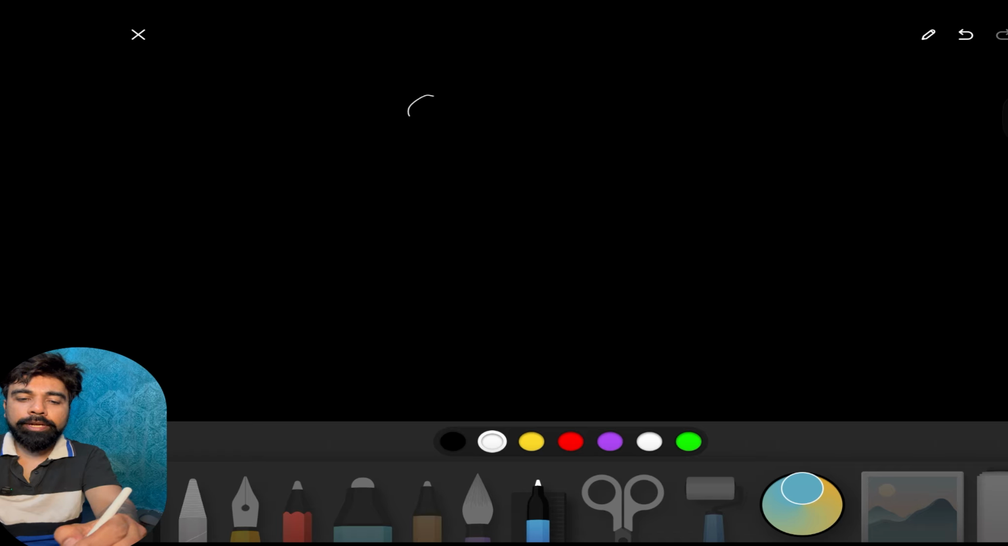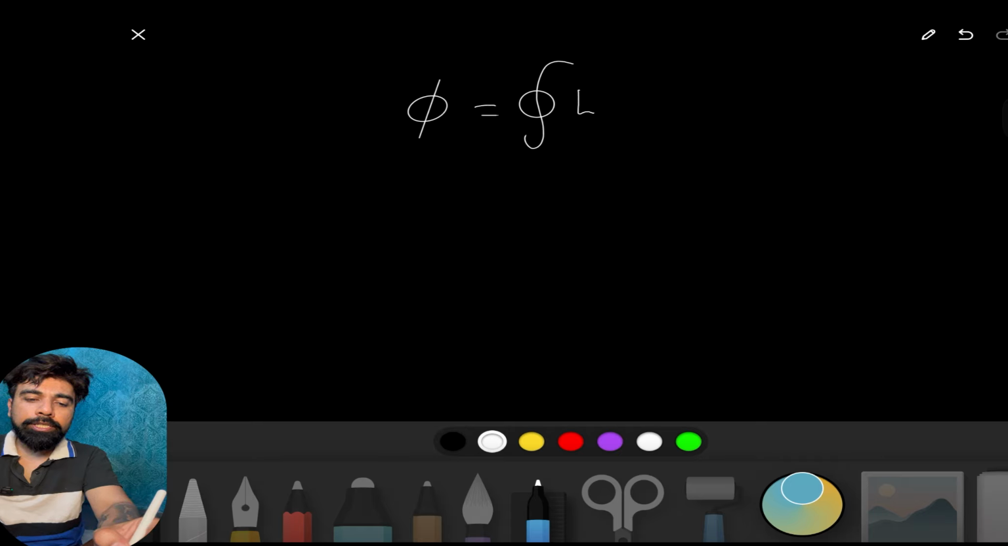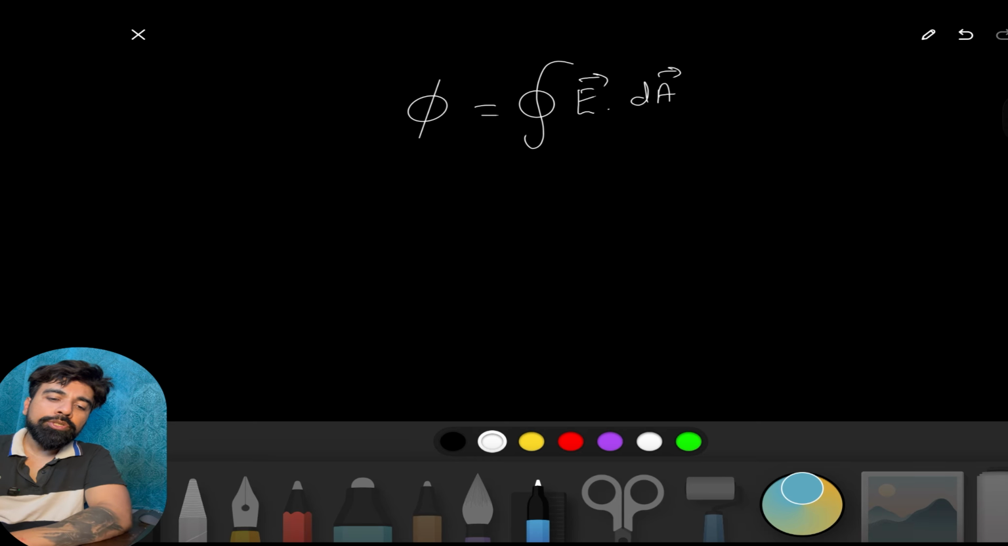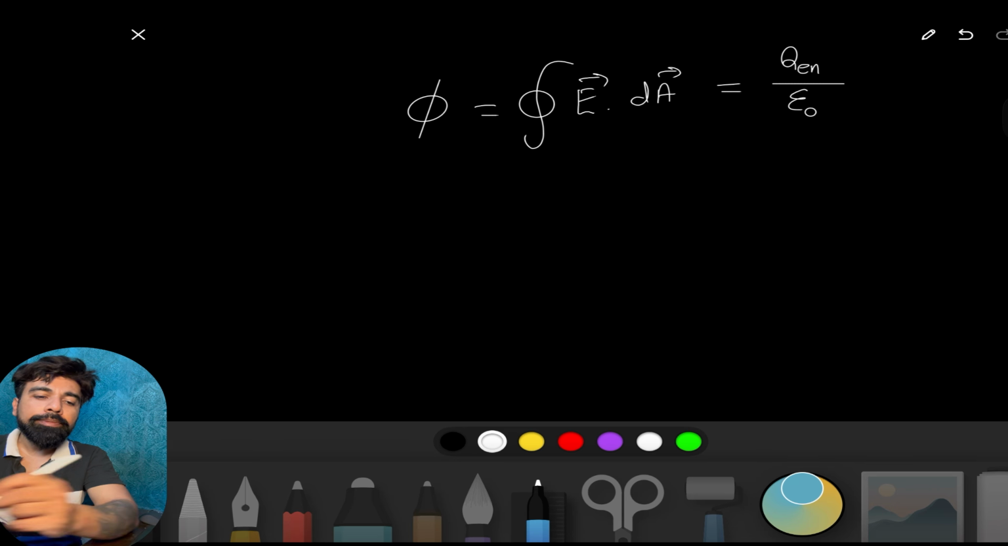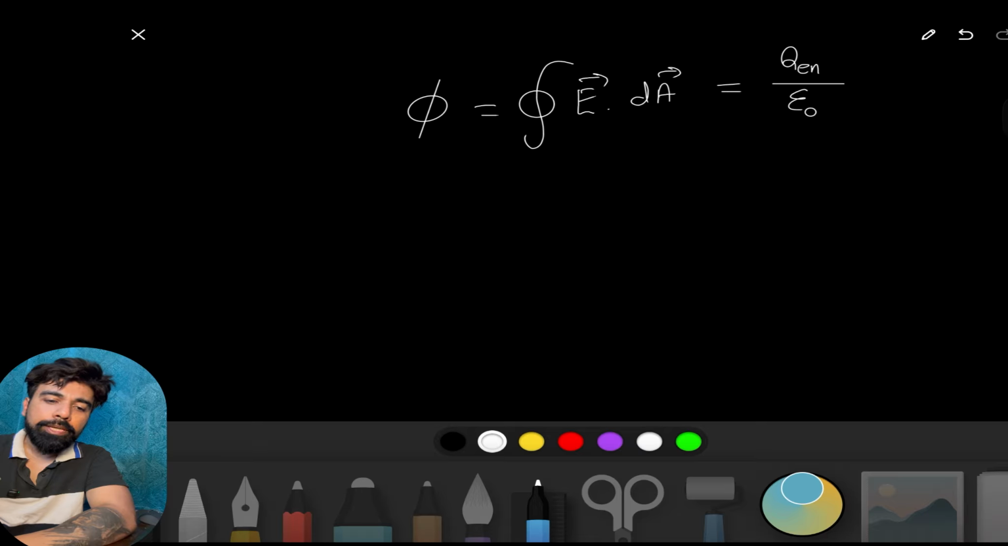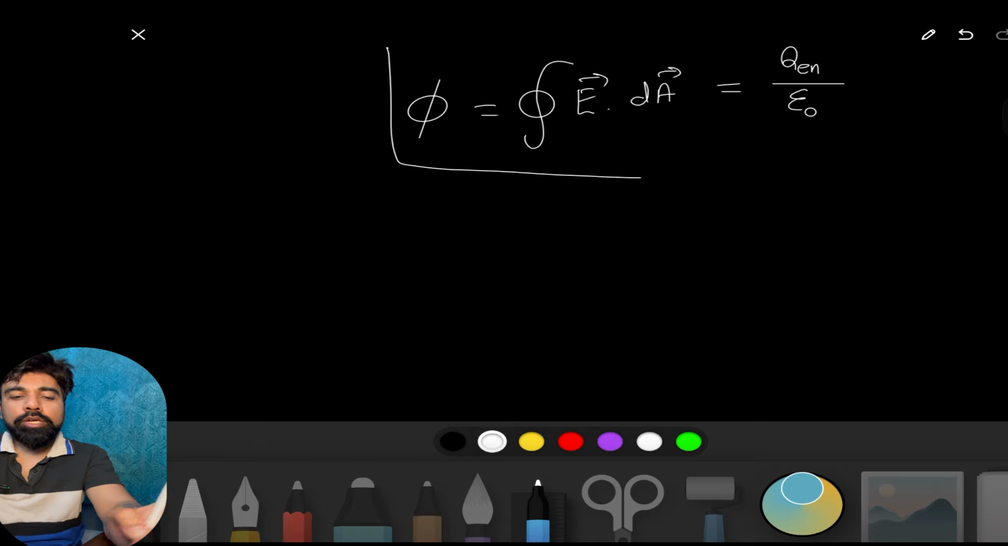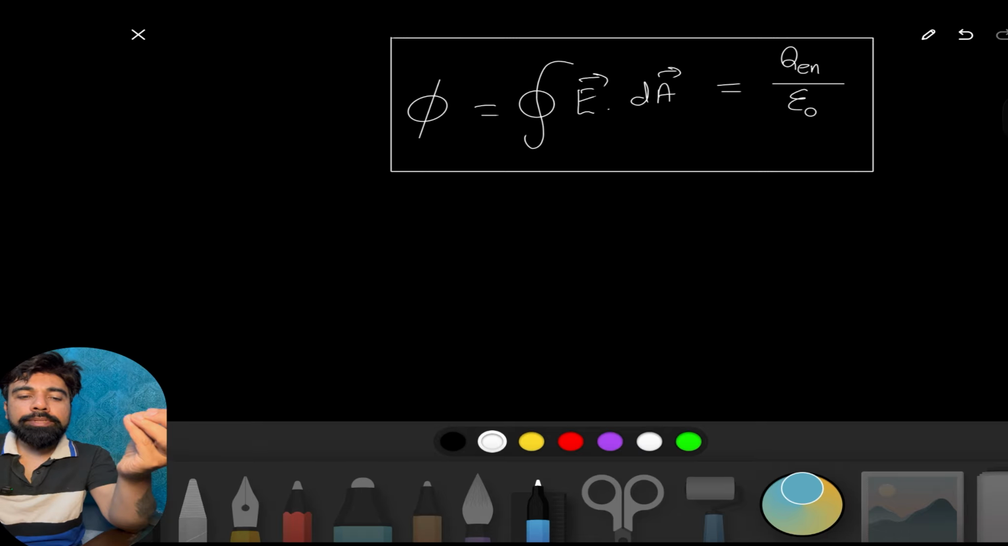What is an electric flux? It is basically the number of field lines passing through a certain area. So this is the definition of electric flux, as you know, and by Gauss law this is equal to the net charge enclosed by the Gaussian surface divided by the permittivity of vacuum, which is epsilon naught. So basically flux means it is the number of field lines, right?